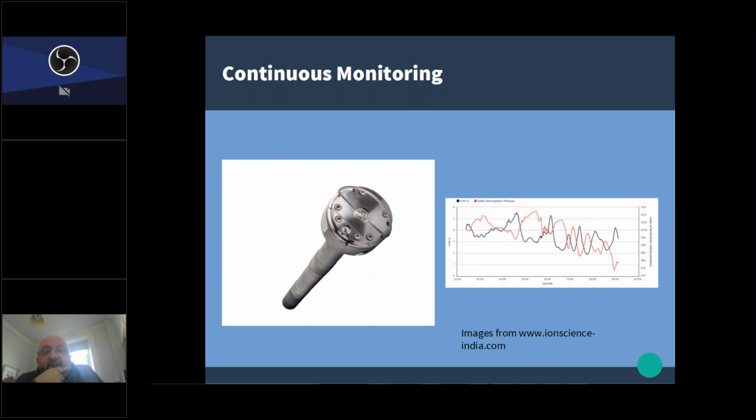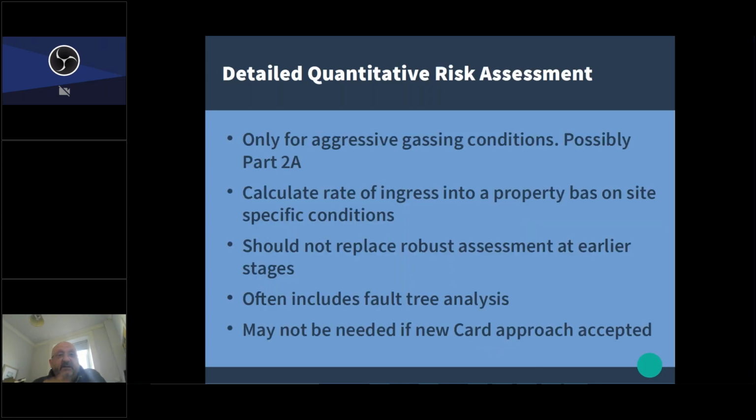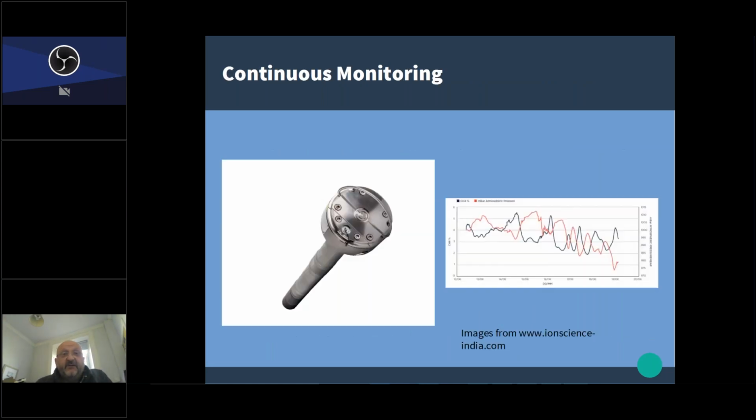And what you get is these continuous monitoring traces. This one here is for methane in the dark colour, and pressure in the red. You see the very obvious relationship between the two, so that as pressure falls, the concentration of methane increases. Let's go back to that previous slide. I've got my slides mixed up slightly.